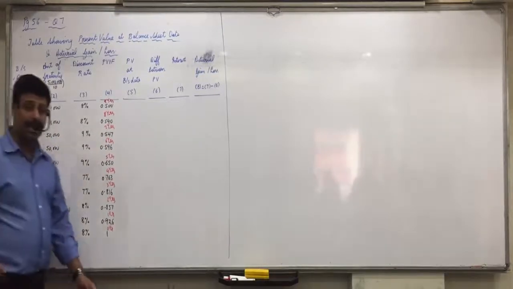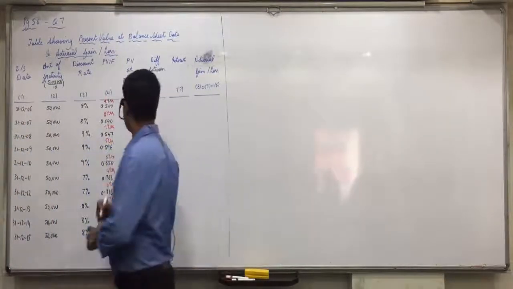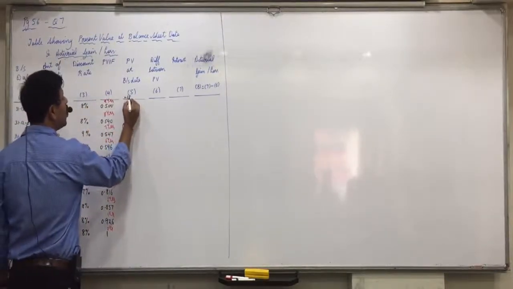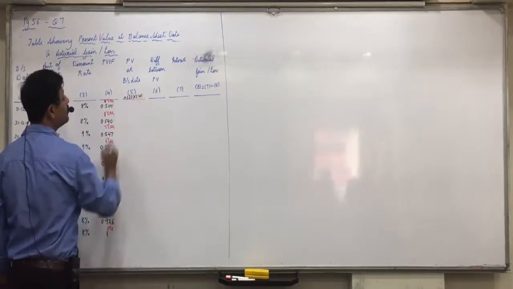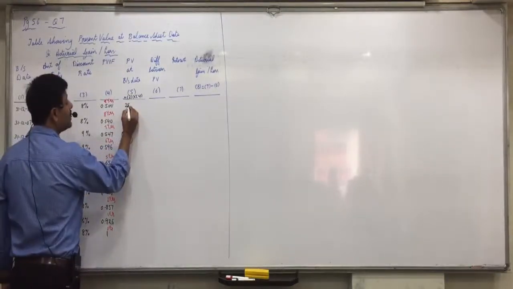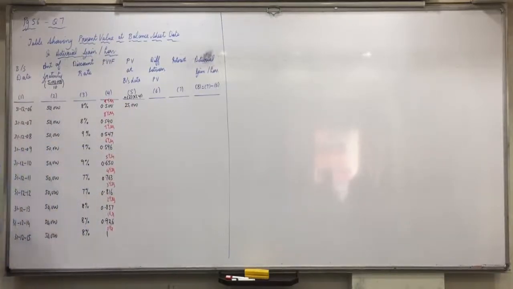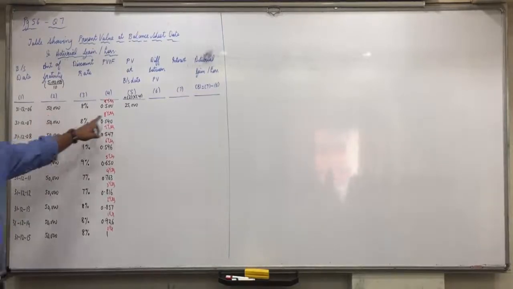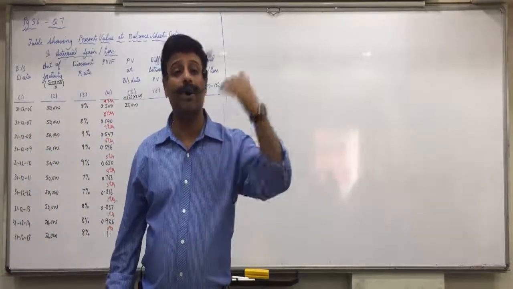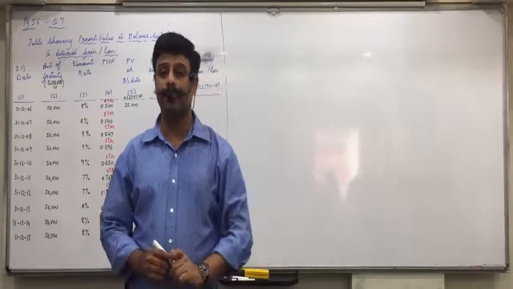Now we simply have to multiply and calculate the present value. Fifth will be column 2 into column 4. Do 50,000 into 0.5. Now what does this mean? Practically, we don't have to keep aside 50,000 in the first year. We have to keep aside only 25,000 because that will become 50,000 after 10 years.